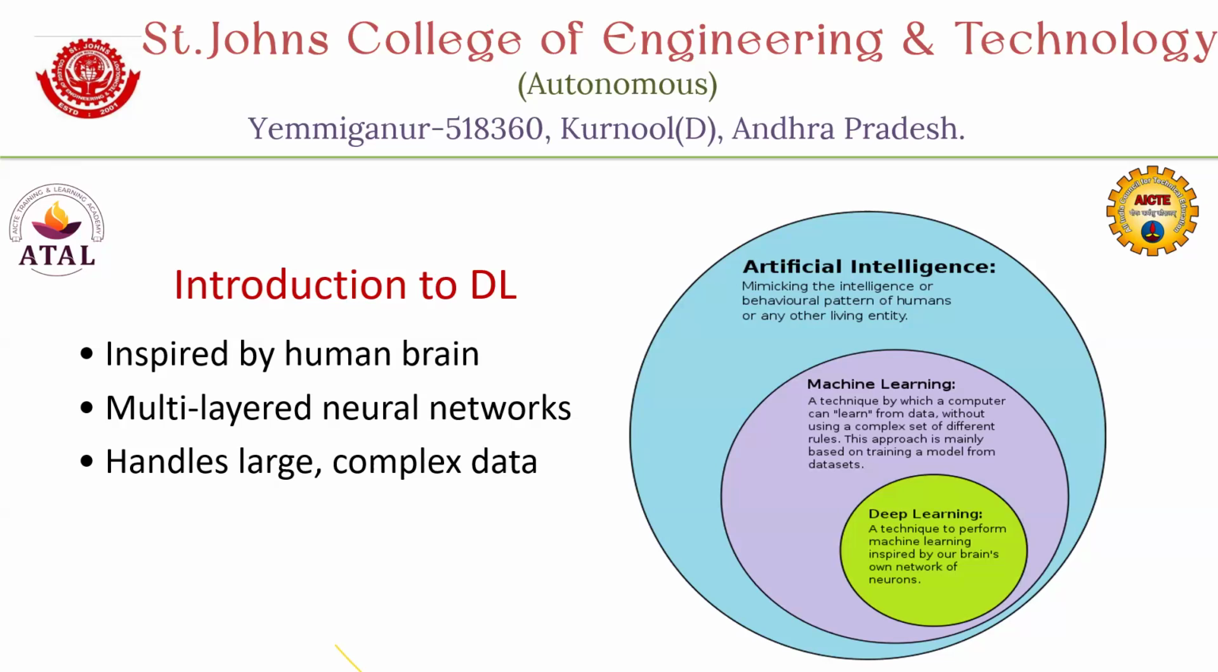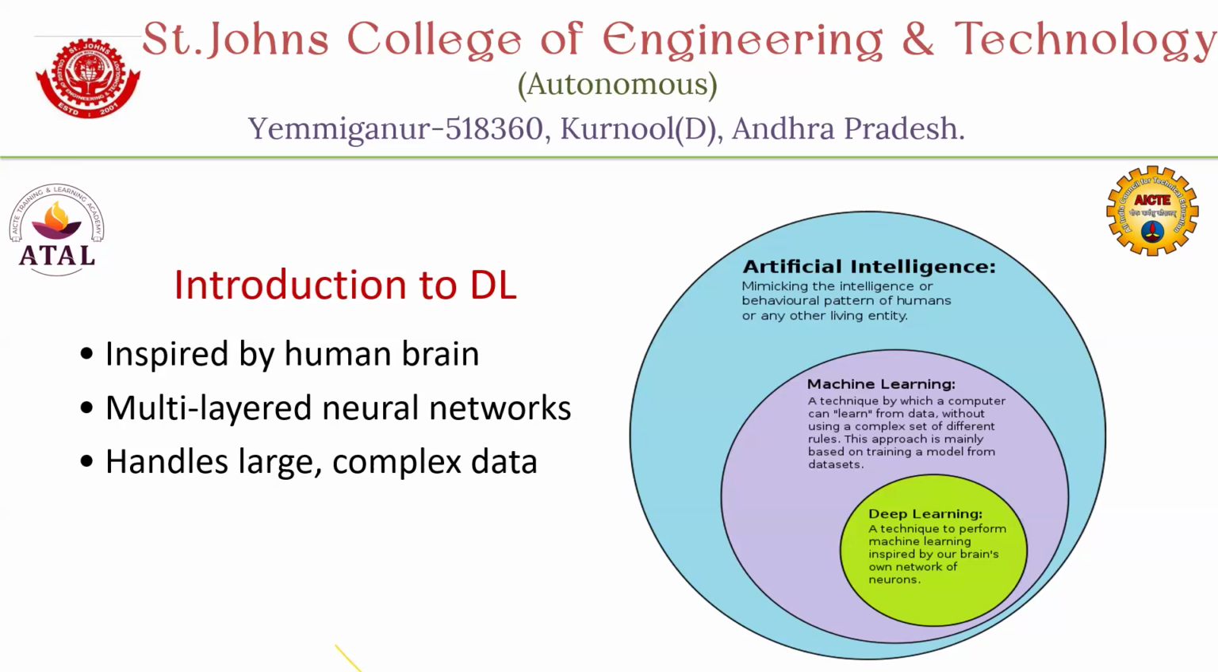Next, as a part of this, we have machine learning. Machine learning is a technique by which a computer can learn from data without using a complex set of different tools. It is based on training the model on some sort of data set. And deep learning is a technique to perform machine learning inspired by our brain's own network of neurons.